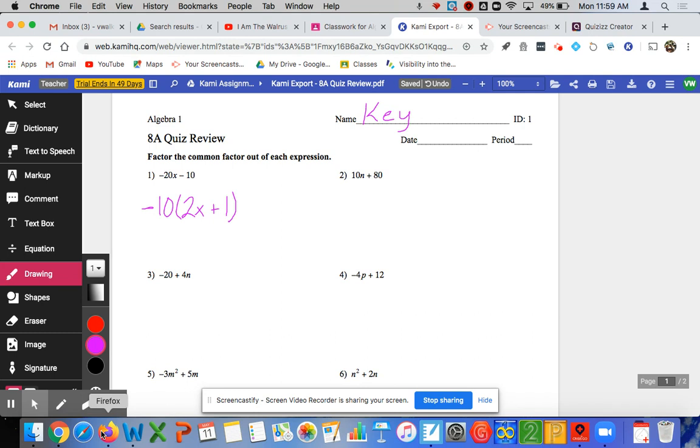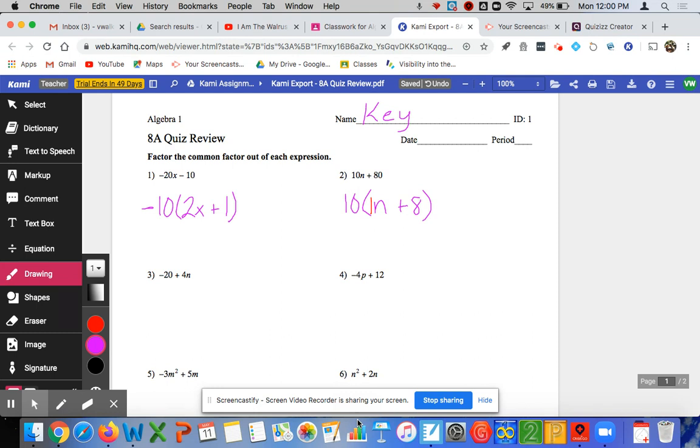Number 2, we want to factor 10n plus 80. Once again, I notice that both of these have a 10 in common. It's the largest number that can go into both of them. And now we ask ourselves, 10 times what gets you 10n? That's n, or if you want to put a 1 in, you certainly can. Maybe I will write that in red here. You can have a 1 there if you wish. It is not needed, though. So we've got 1n in there. 10 times what gets you 80? That's a positive 8. So 10 times n plus 8. Again, that 1n, that red 1, is completely optional.